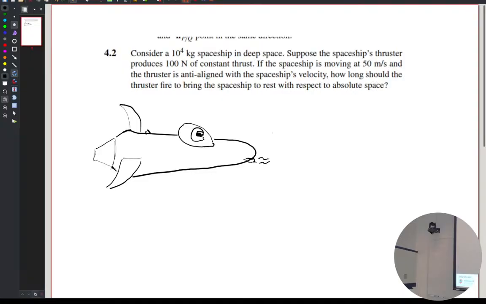I'm joking. What if we were in shallow space? And you can asteroids and shit. Friction problems. Yeah. This guy gets it.